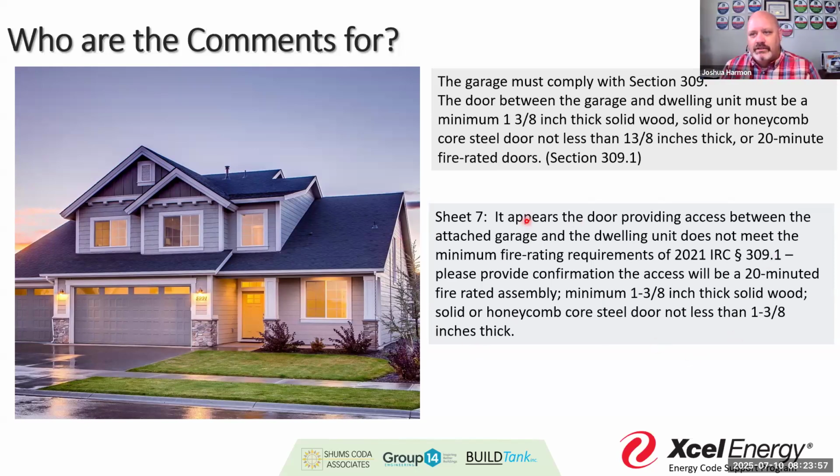If I'm looking at this, I'm going to explain that it appears that the door providing access between the garage and the dwelling does not meet the minimum fire rating requirements. Please provide confirmation that the access will be a 20-minute rated assembly, right? So again, I'm going to give them a little bit more information about what I'm seeing, what I'm looking to get back from them, and the code from which I'm basing my comment, right?